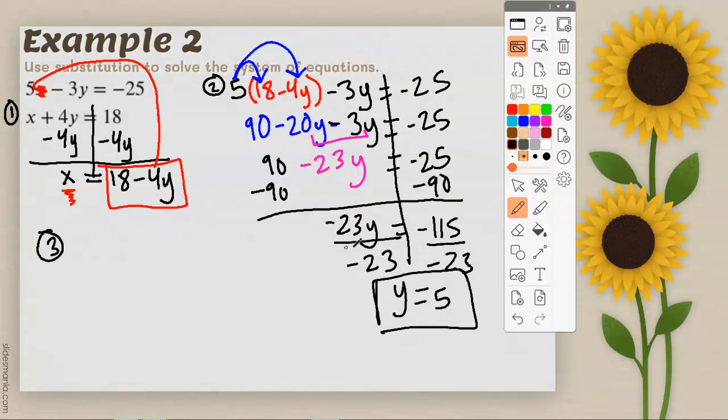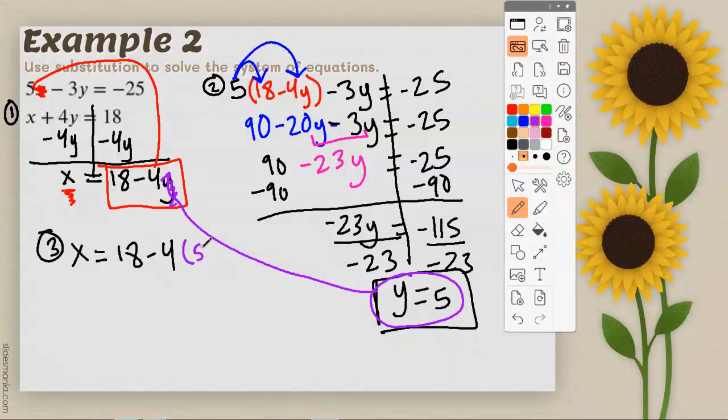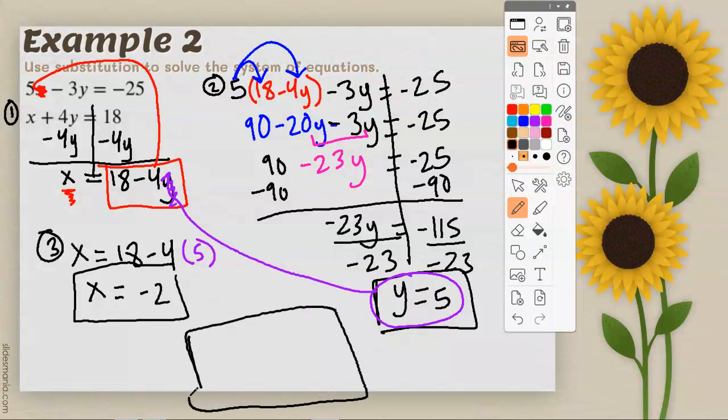Step 3. I'm going to take this y, and specifically, I'm going to plug it into that expression that I made before. So I'm going to have x equals 18 minus 4 times 5, which if I plug that in the calculator, I get negative 2. So my answer is negative 2, 5. Remember, it goes xy.